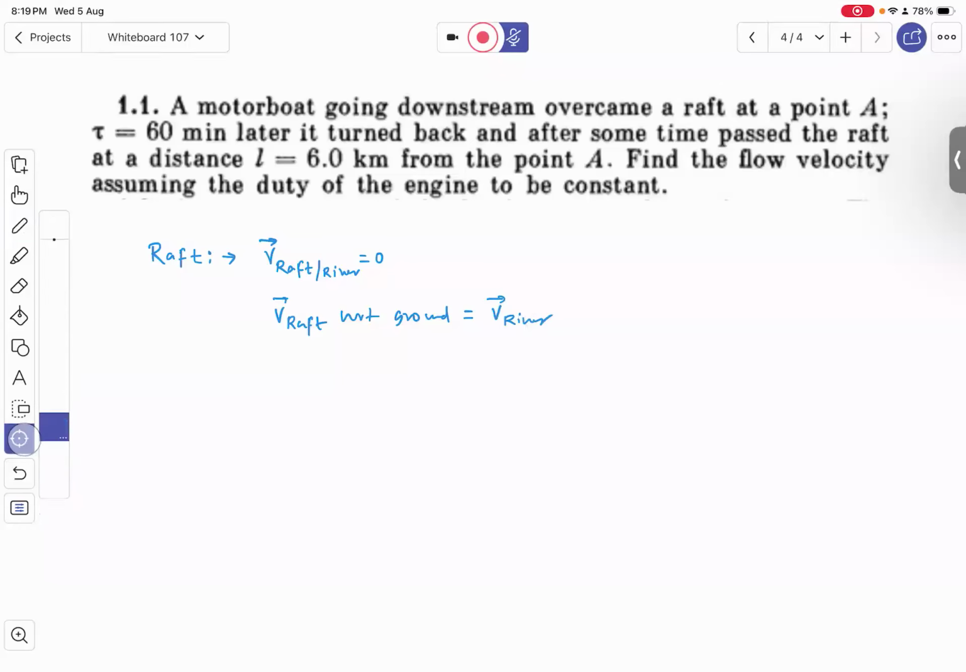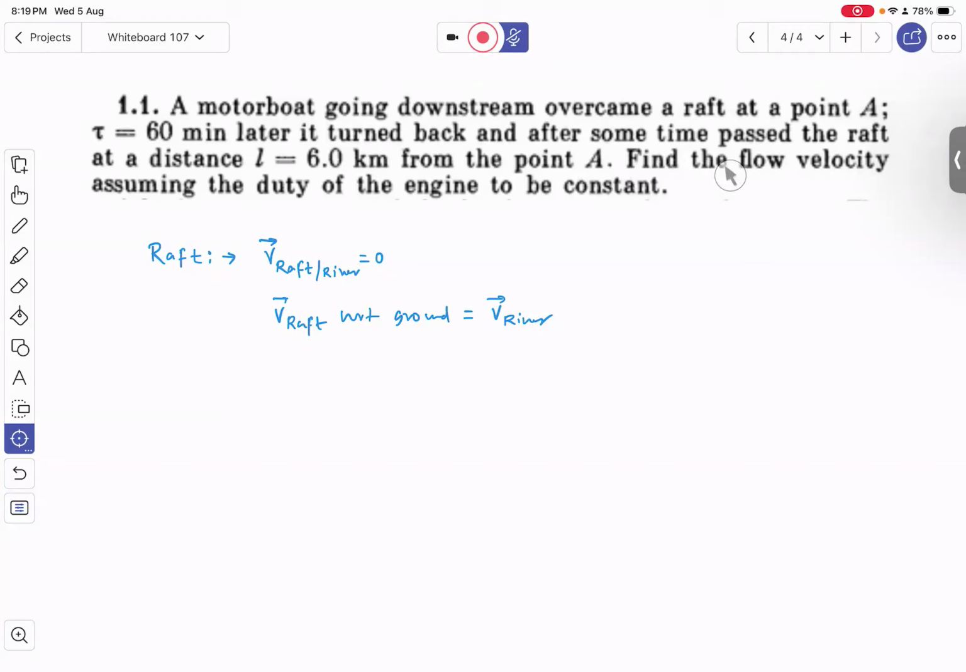I'll explain the question, but you must try. It's not that I'm giving this question expecting you will be able to solve it. You try once, and if you're not able to solve it, fine, we will discuss it in the class. A motorboat going downstream overcame a raft at a point A, and 60 minutes later it turns back. After some time, he sees that the raft has traveled a distance of 6 kilometers from the point A where he saw the raft for the first time.